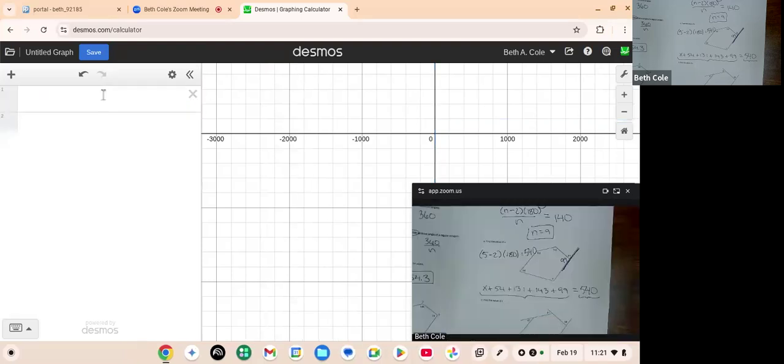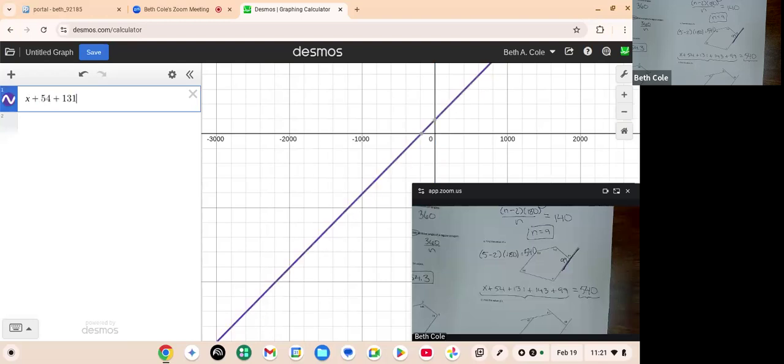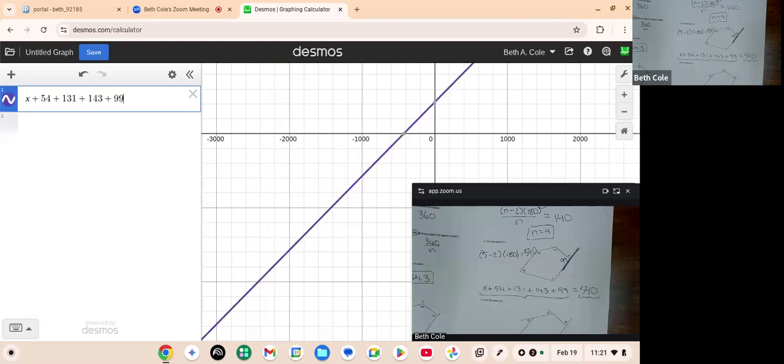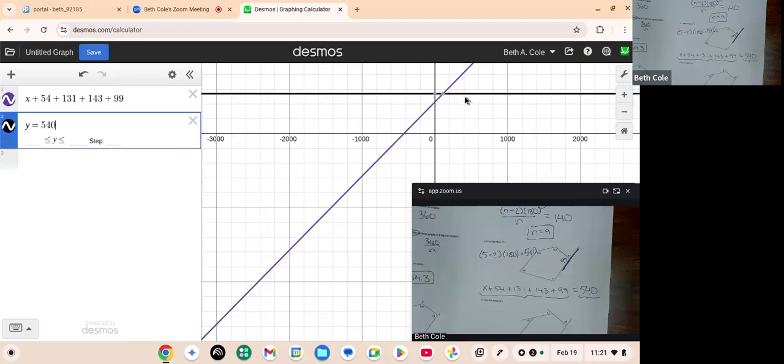All right, so again, watch me type it because you're about ready to have to do it on your own. All right, x plus 54 plus all the other numbers. And then I'm going to put y equals 540. I'm going to click on the intersection. Our answer is what? Which part of that is our answer is what I'm asking you. I'm just checking that you understand which part of that is your answer. 113. There we go.